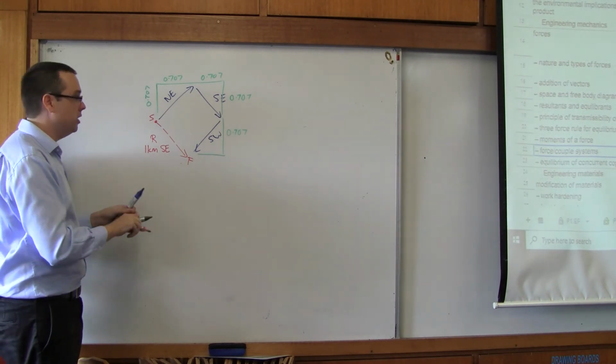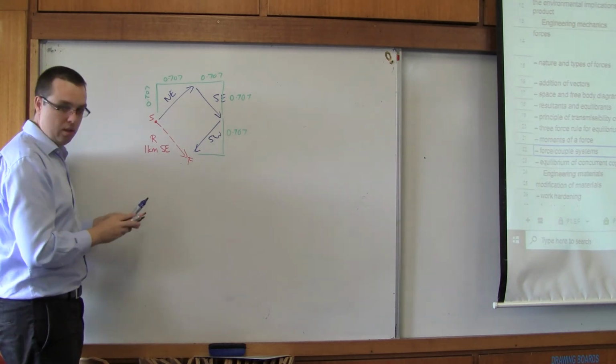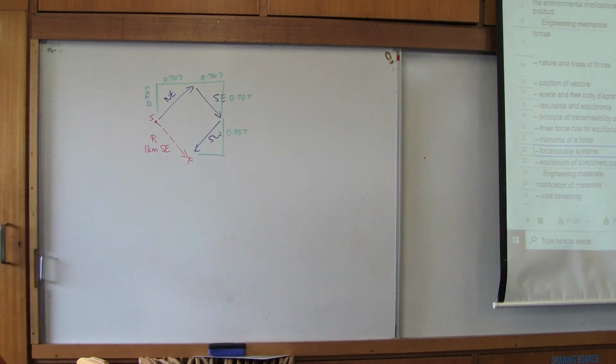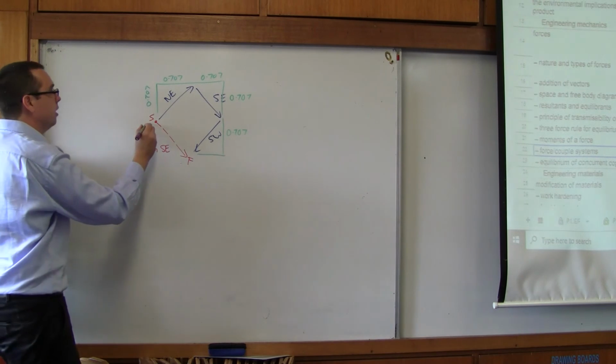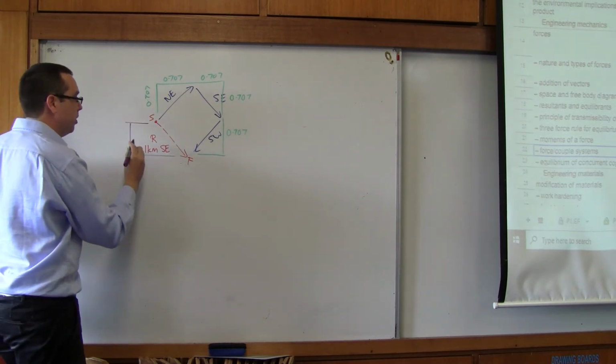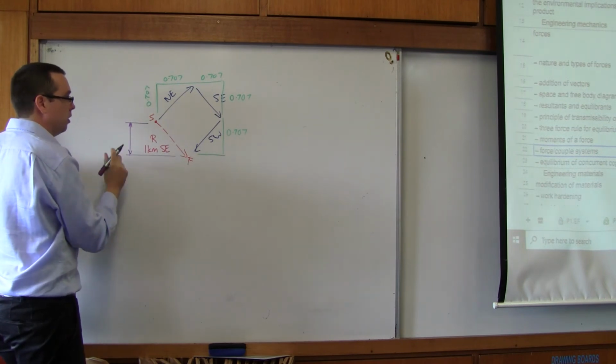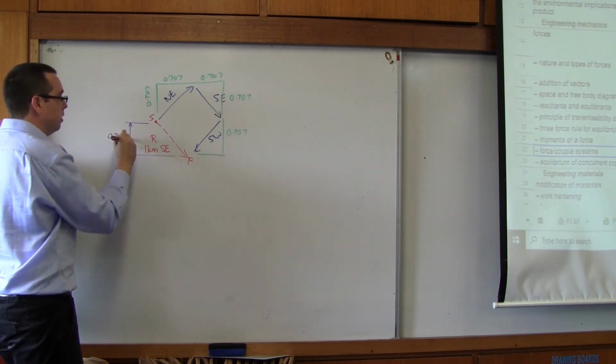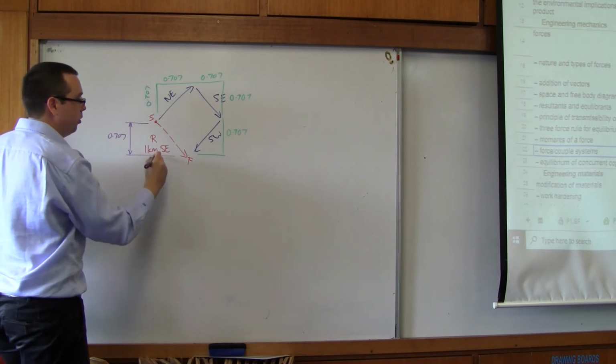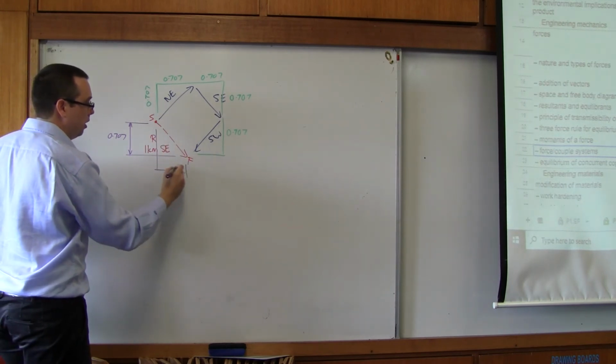We can say, well, this missing amount here. What's this missing amount? How much north are we missing? 0.707. And how much east are we missing? 0.707.